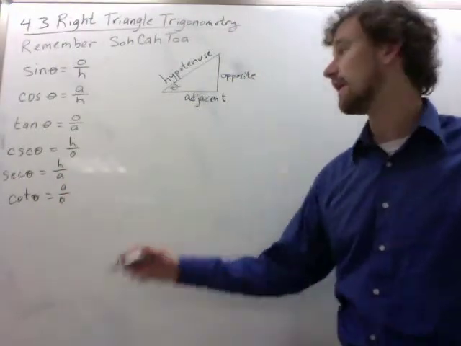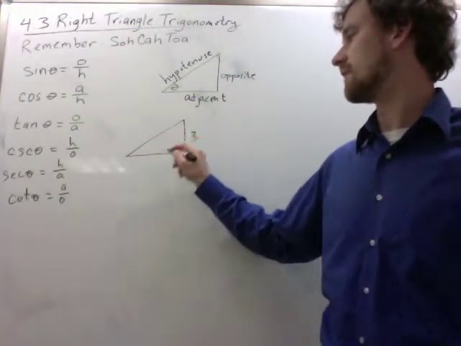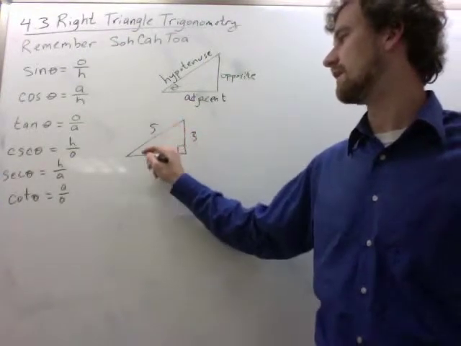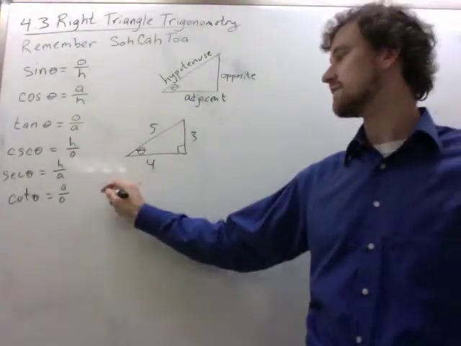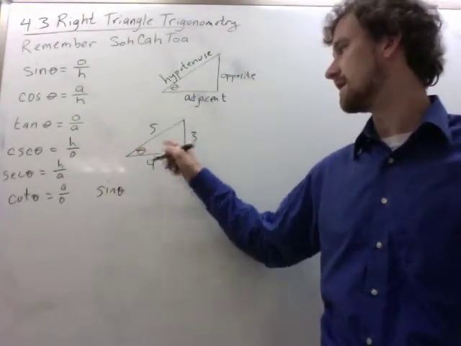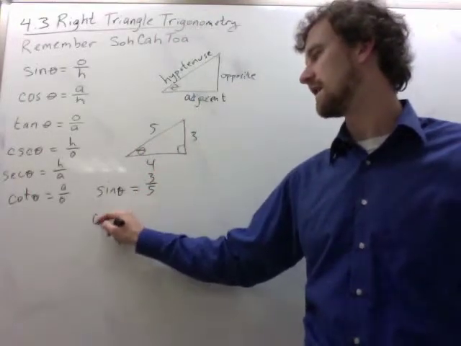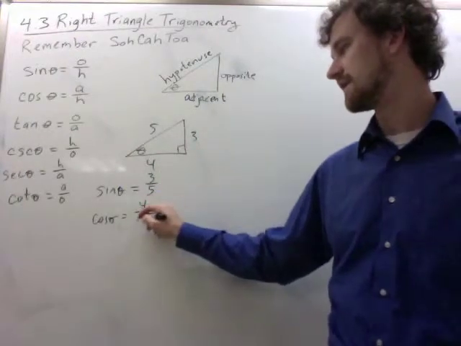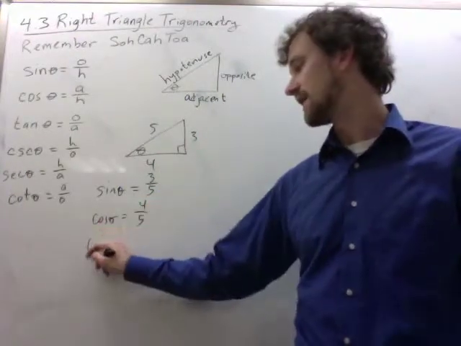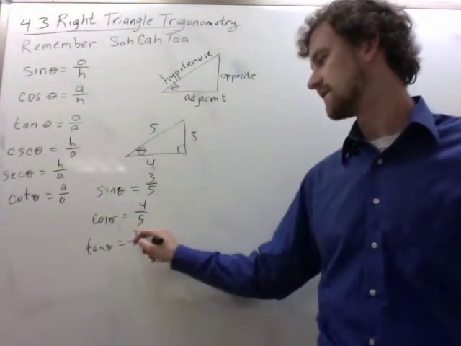So if you're given a triangle and you're given the sides of that triangle, let's say this is a 3, 4, 5 triangle, and this is our angle, you can immediately say what each of those trig functions are. Sine of theta is opposite over hypotenuse, that's 3/5. Cosine theta is adjacent over hypotenuse, so that's 4/5. Tangent is opposite over adjacent, so that's 3/4.